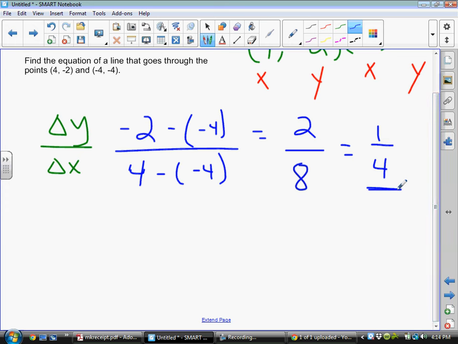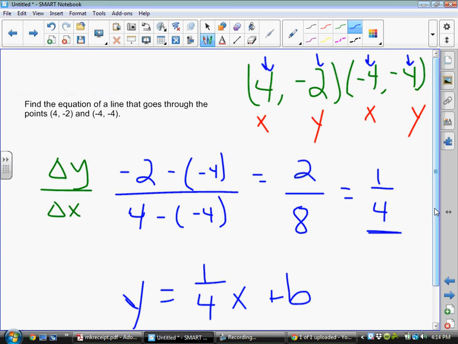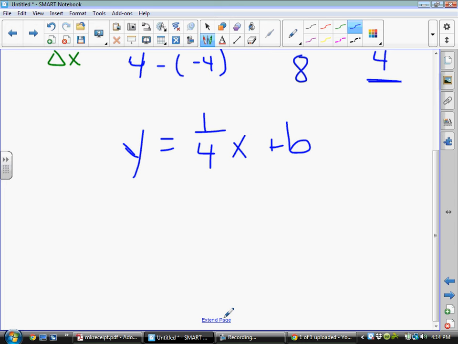This is our slope. So in our equation, we have y equals, first comes our slope, and then x is always attached to the slope, plus my y-intercept, which we don't know yet. Okay? So what we're going to do is plug in one of the points. Let's plug in this point, (-4, -4). That way it doesn't matter which one goes in for x and y. So I'm going to plug in negative 4 equals 1/4 times negative 4 plus b.